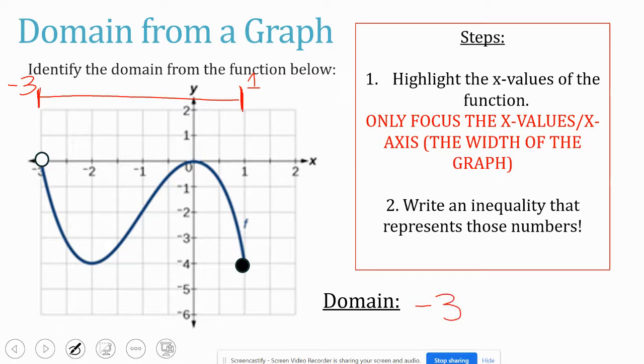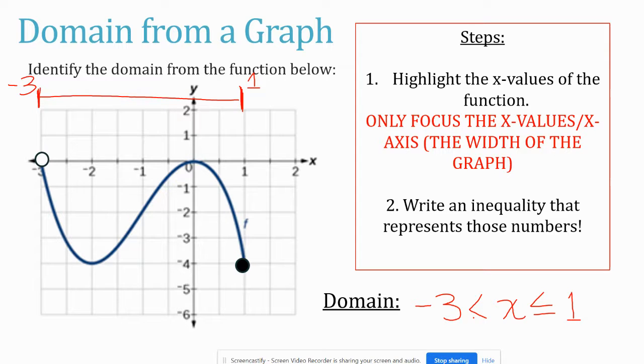-3 is less than x, which is less than or equal to 1. And I'll explain why there's a difference in these inequalities. So like we said, -3 is not included in this domain. So it has to be all the numbers that are bigger than -3, but less than 1, but that does not include -3. So we're not going to have that or equal to.